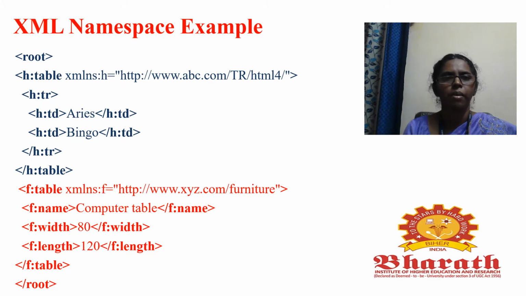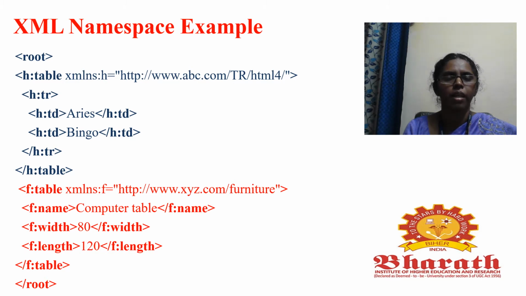This is the best example for XML namespace. If you look at this example, we are having one root element, root. Within that we are having two tables, H table as well as F table. Here H specifies http://www.abc.com/tr/html4. This is one URL. That URL is stored in H. Within that I am defining one table. If you want to refer to this table, then you can use this namespace value, that is H.